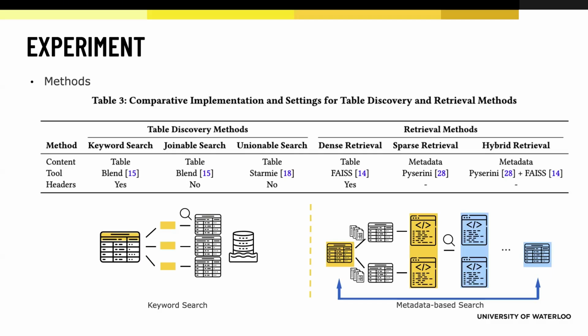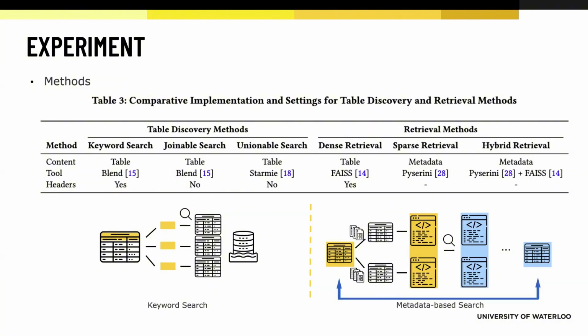And for the implementation tools, we use BLEND as the default system for keyword search and joinable search, because BLEND is a unified system that integrates multiple data lake techniques, and it's very easy to use. But for the unionable search, we use Starmie, because it is the state-of-the-art technique developed for unionable search, which embeds some semantic information.